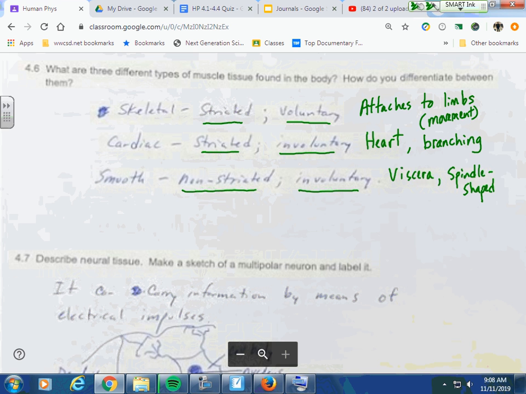In terms of 4.7, neural tissue, trying to go quick because I'm running out of time, but we should know by now neural tissue carries information by means of electrical impulses. This is the way we communicate around our body quickly, okay? If we want to respond to our environment, we send a quick message, hey, do this. There's something flying at your head. All right, nervous system. There's also a picture of a neuron on here.